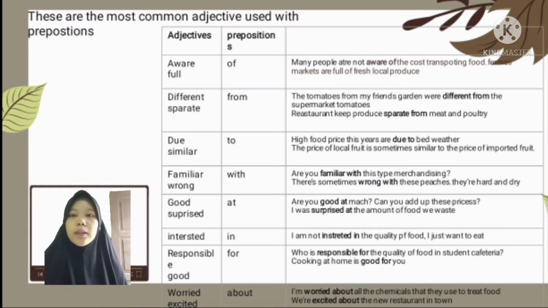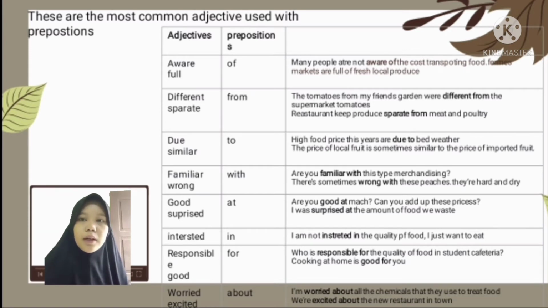Adjectives followed by the preposition of: many people are not aware of the cost of things. Adjectives followed by the preposition from: the tomatoes from the French garden were different from supermarket tomatoes. Restaurant cafes are separate from the meat and the poultry. Adjectives followed by the preposition to: his food is similar to yours. The price of the local fruits is sometimes similar to the price of the imported fruits.